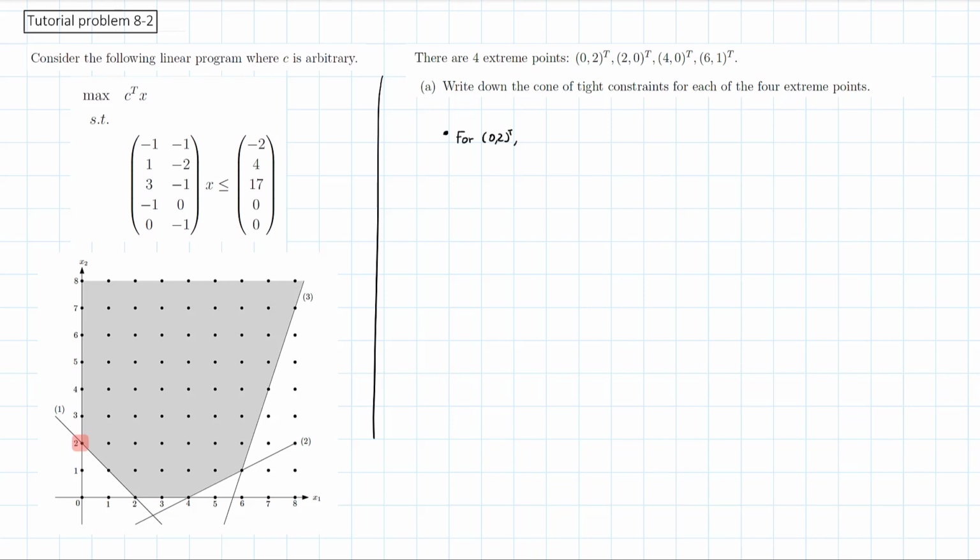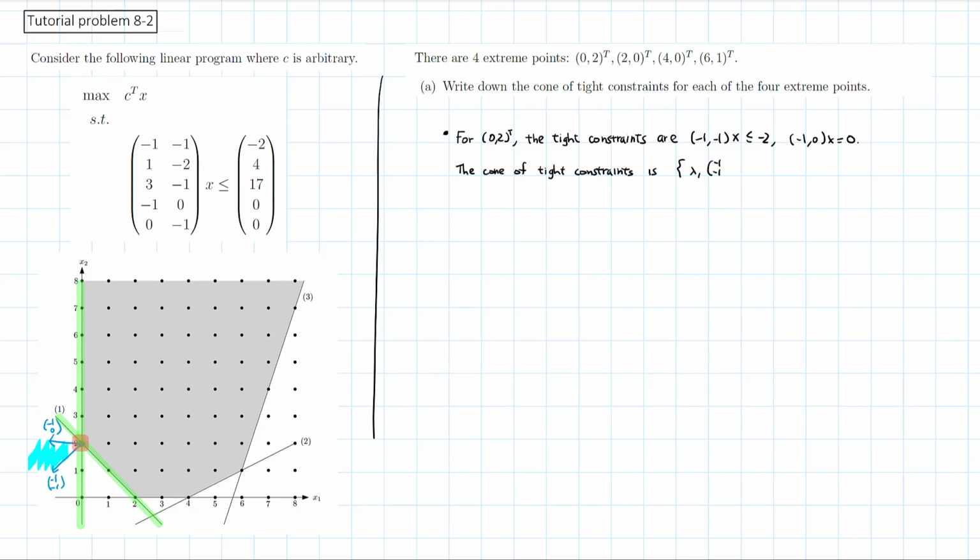For (0, 2), there are two tight constraints as shown here. The normal vectors are (-1, -1) and (-1, 0). So the cone of tight constraints is the set of lambda 1 times (-1, -1) plus lambda 2 times (-1, 0) for all non-negative lambda 1 and lambda 2.